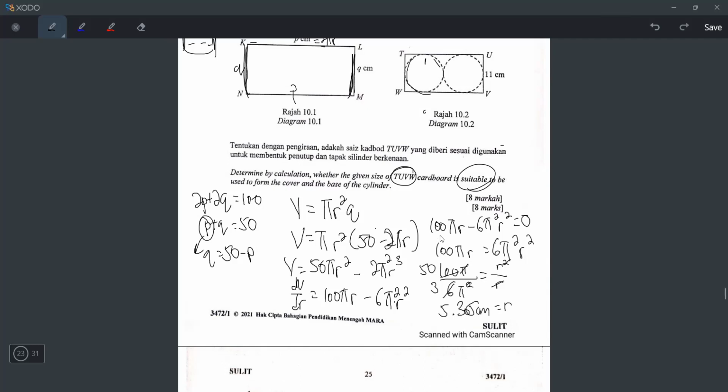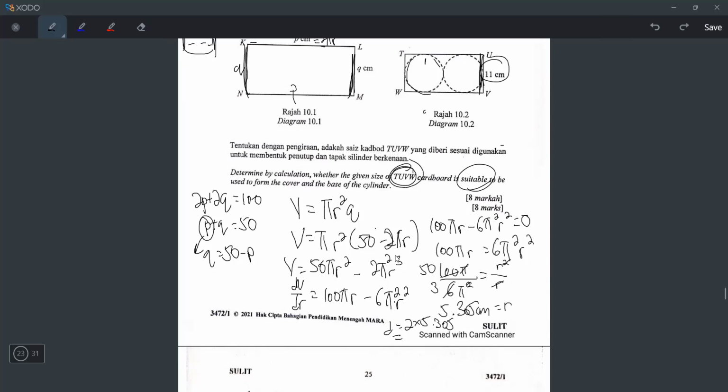Okay. So now I want to know whether the cardboard TUVW is suitable or not. So I know the cardboard TUVW, the height is 11 cm. So now I just try to find the diameter D. I just take 2 times 5.305 and see whether the diameter is bigger than 11 or smaller than 11. If it's bigger than 11, then I say it's not suitable because they are not, how to say, they are not matched. Okay, like the circle will not match with this cardboard. But if it's smaller than 11, then it's matched.